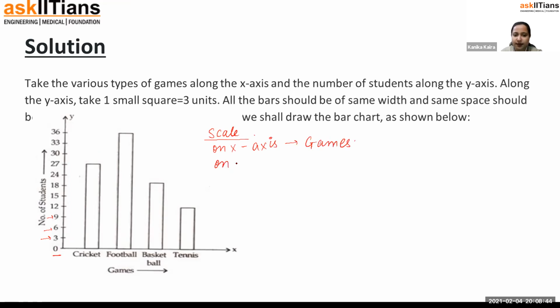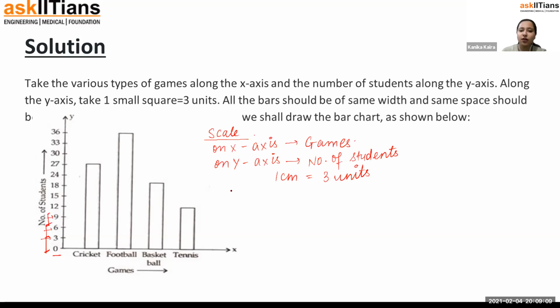On the y-axis, we have mentioned number of students. And what does the scale read? 1 centimeter equals 3 units. As you can see that the scale is 3 units. There is a gap of 3 units in every value.